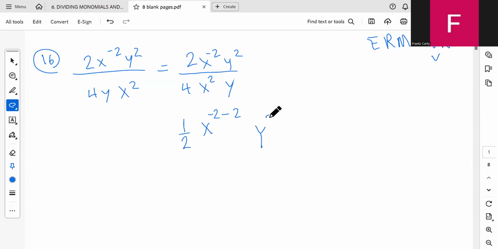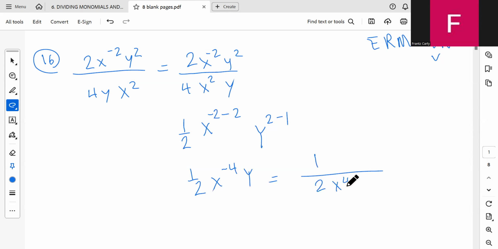Then same thing. I'm going to get 1/2 X to the -2 minus 2, which is going to give me 4, and then Y to the 1 power, or just Y. Now my last step. Does this stay or move?